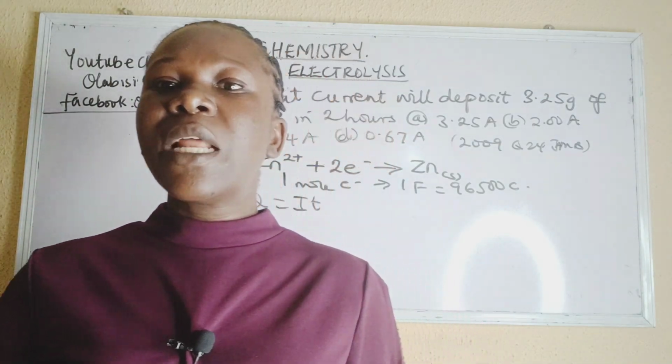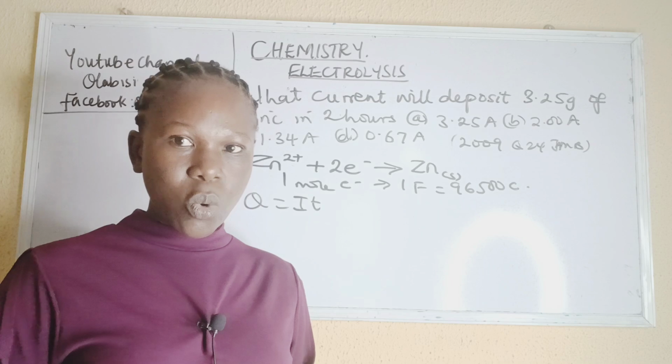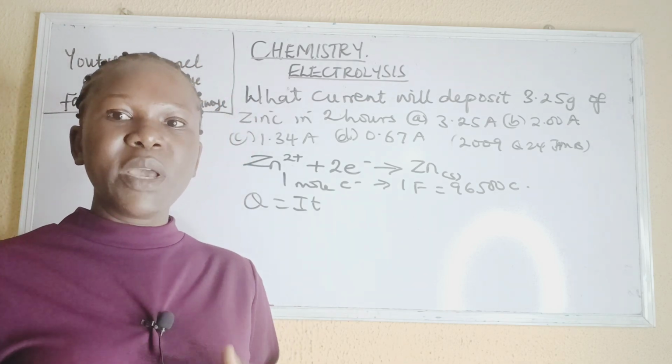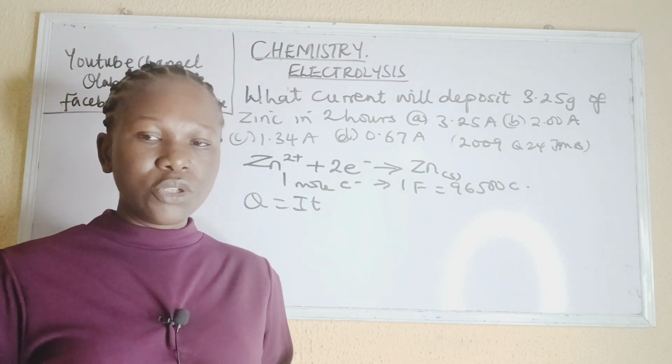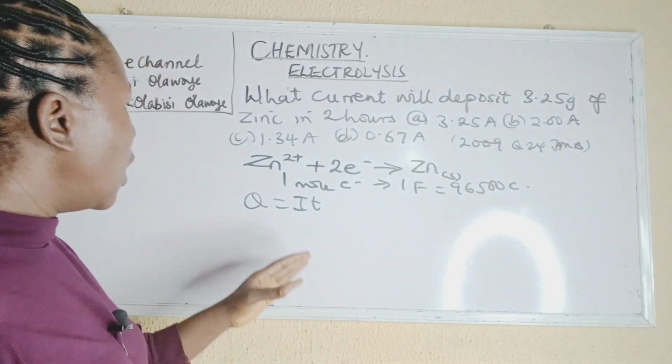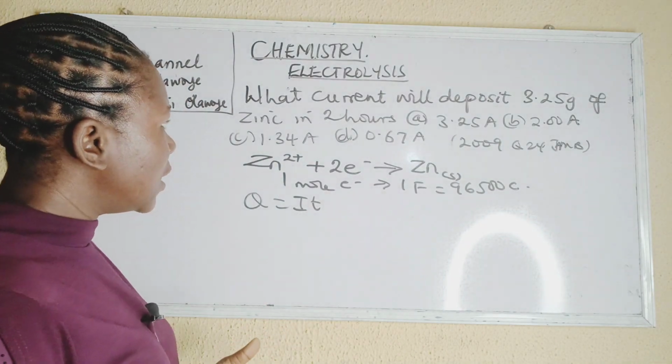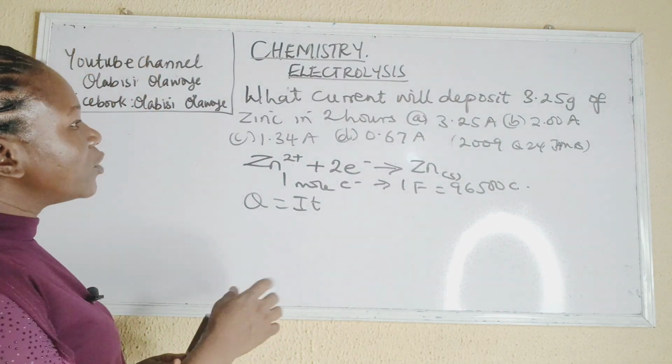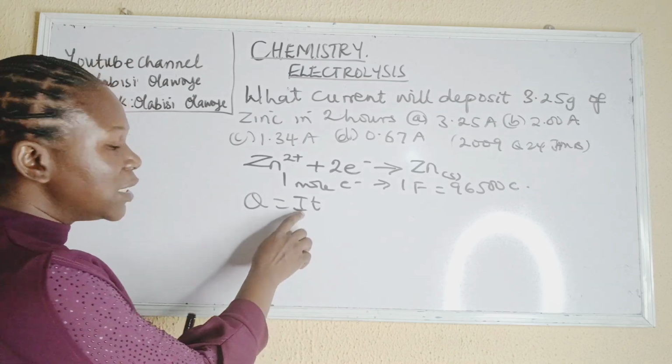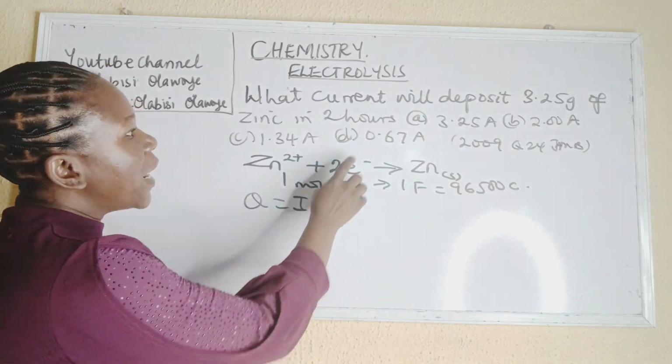If the time is given in hours, you need to multiply by 60 twice. If it is given in minutes, you need to multiply by 60 once. And if it's in seconds, you use it directly. So time here is in seconds. Now, we have to calculate current. We know the time as 2 hours.